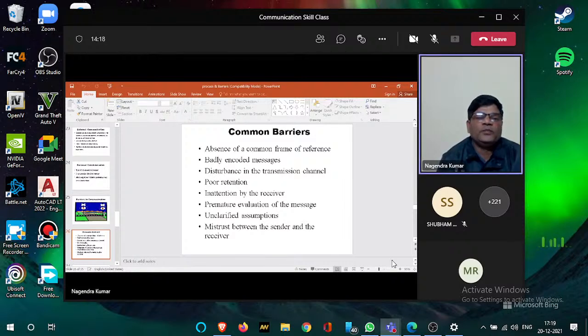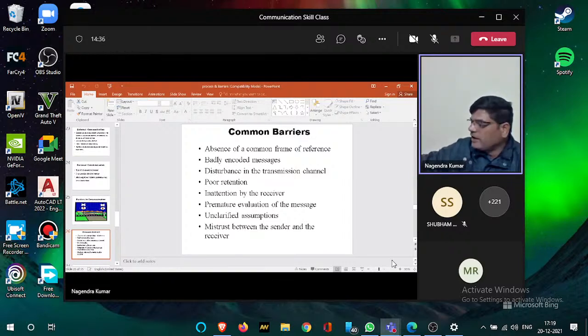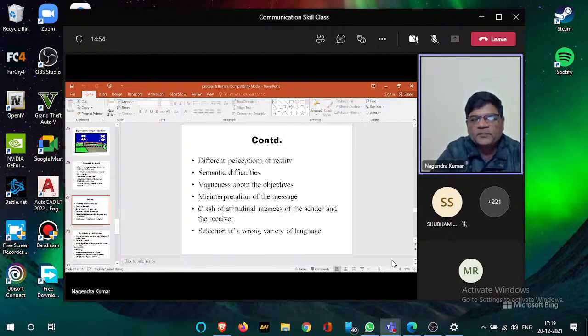Again, mistrust between the sender and the receiver is a barrier in the sense that whenever you deliver a message, the other person will not believe in that. All of you may be aware of that story, bhediya aaya. If you tell 100 lies, even if you tell the truth someday, people will not trust you. So trust is also very important, and mistrust is also one of the barriers because the other person will never believe in whatever you are saying.